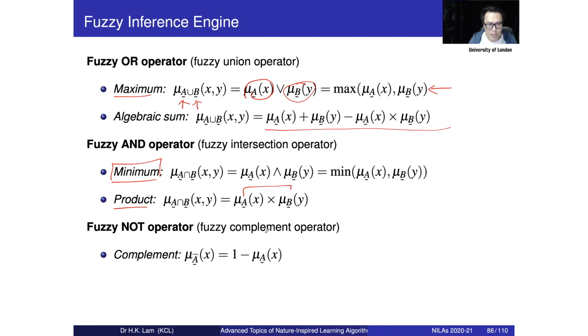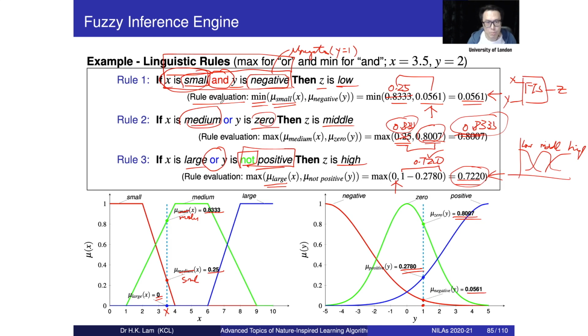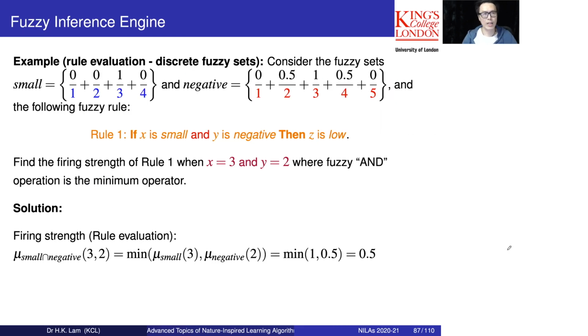We have to define what kind of definition we are going to use to interpret OR as well as AND. The fuzzy NOT operator, or we call it the complement operator. If we have mu A bar, it is just the logical negation, so we do 1 minus mu A. Just like the previous example, not positive. That means first we find y is positive, find this value first, and then 1 minus 0.2780. That is not positive.